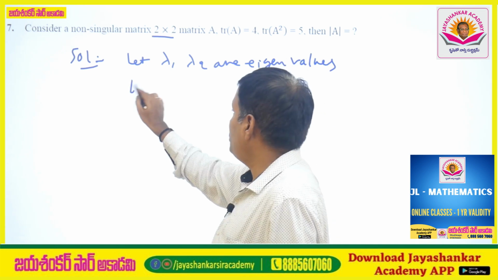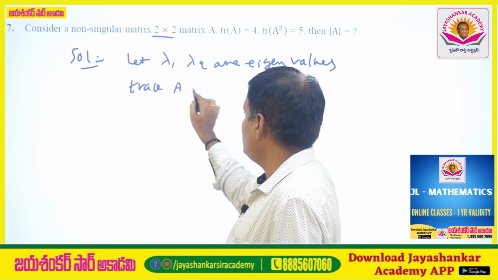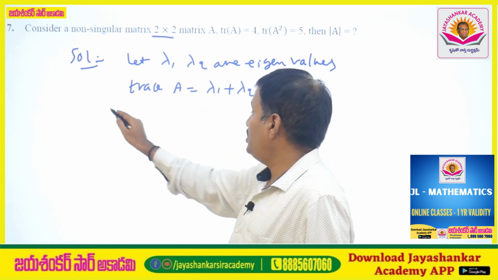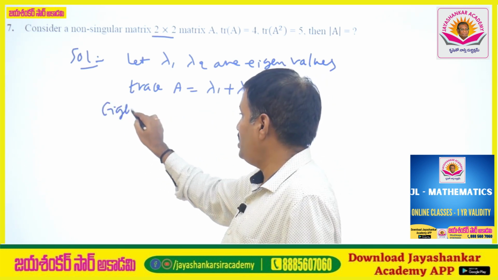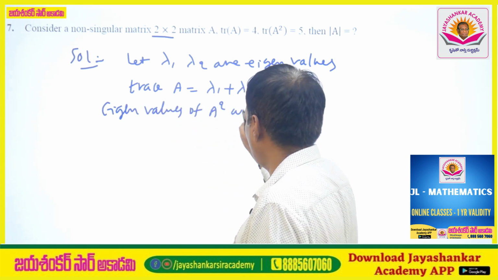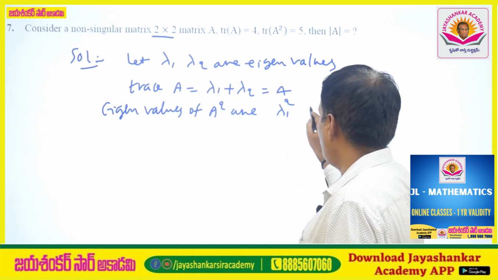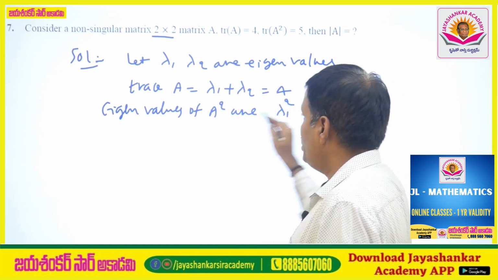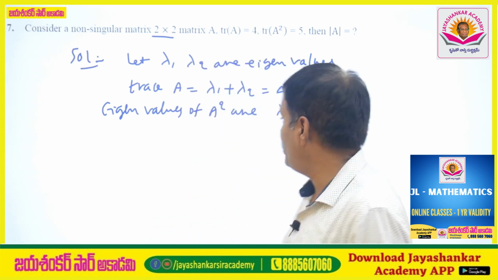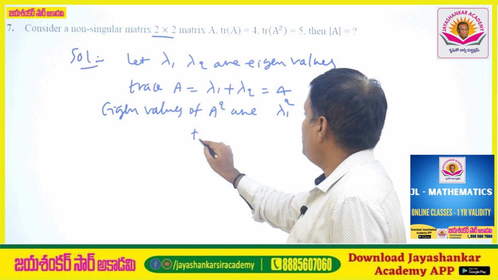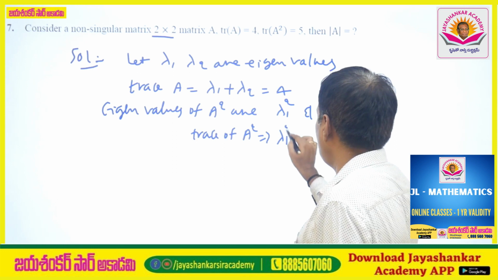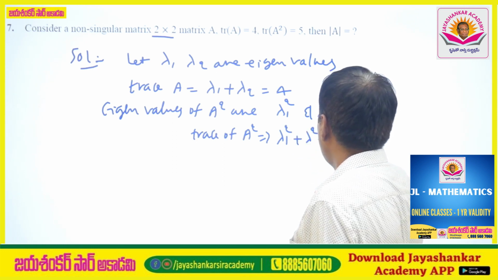So what is the trace of A here? Trace of A is equal to lambda 1 plus lambda 2 equal to 4. And what are the eigenvalues of A square? If lambda 1 and lambda 2 are the eigenvalues of A, the eigenvalues of A square are lambda 1 square and lambda 2 square. Then the trace of A square is lambda 1 square plus lambda 2 square, equal to 5.